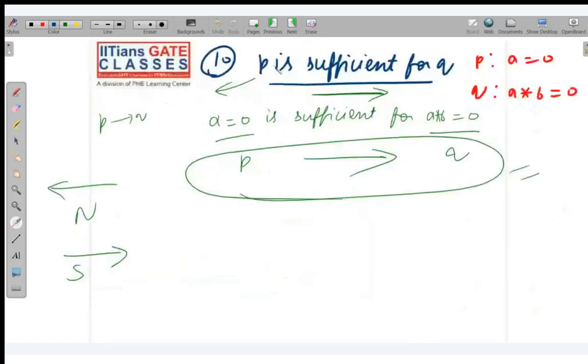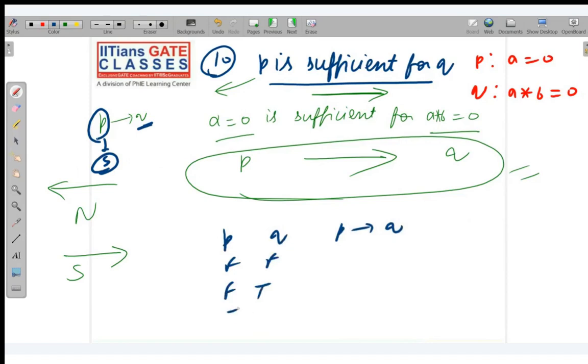Okay, now see this. P is sufficient for Q. If I am saying it like this, the direction was like this. So in P implies Q, P is sufficient for Q. Why is P sufficient for Q? See the truth table. P, Q, P implies Q: false, false, false; false, true, true; true, false, false; true, true, true.